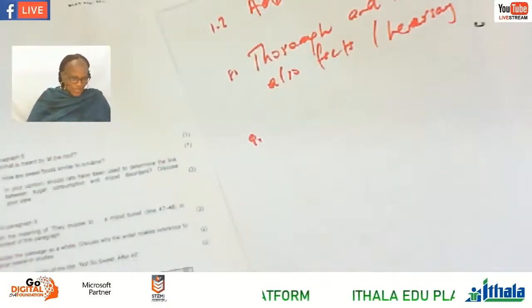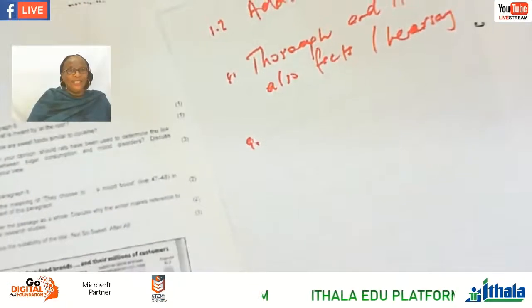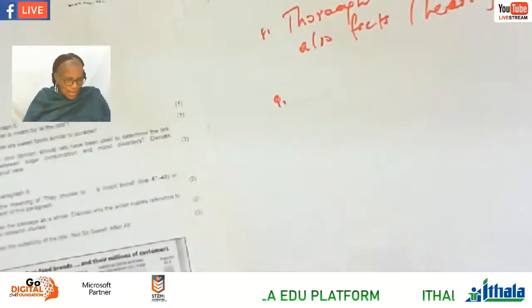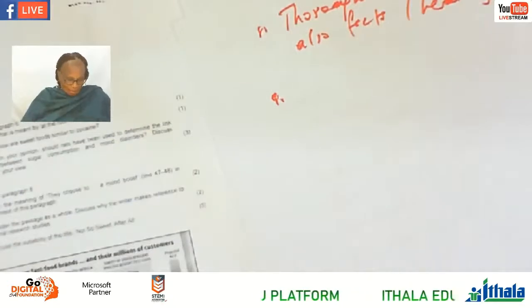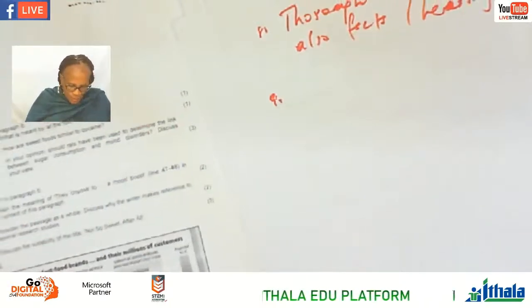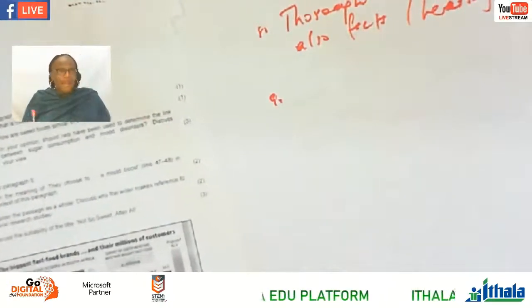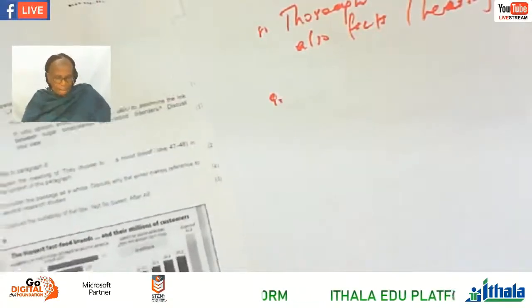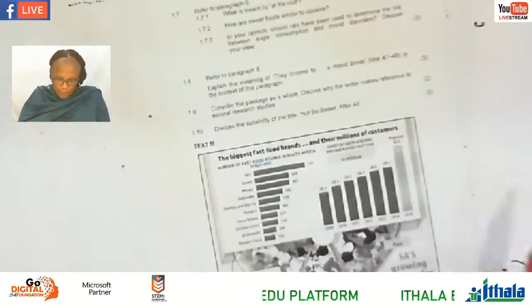Yes, we are now done with the comprehension. And then lapha ke ku text B. Text B wethu, text B kune graph lapha. I-graph yethu now there is a graph. Nala futhi kusakhulunywa ngani ngokudla.